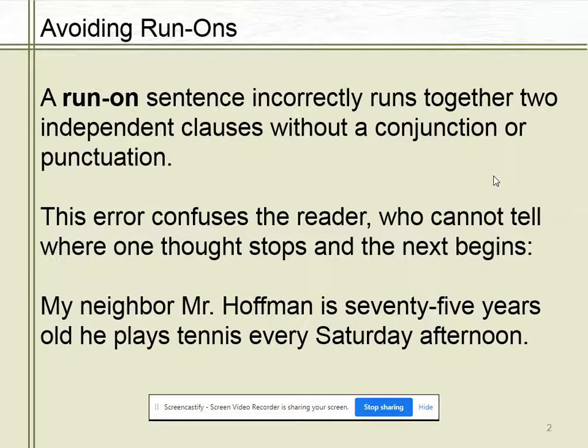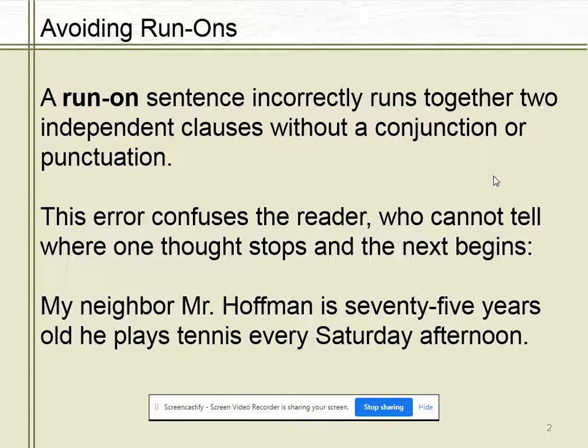First, we want to talk about avoiding run-on sentences. A run-on sentence is when you take two full sentences and you kind of smush them together with no conjunction, no punctuation, anything in between them. That makes it really hard for your reader to understand where your first thought stops and where your next one begins. So if you look at the example sentence at the bottom of the screen, my neighbor, Mr. Hoffman, is 75 years old. He plays tennis every Saturday afternoon.